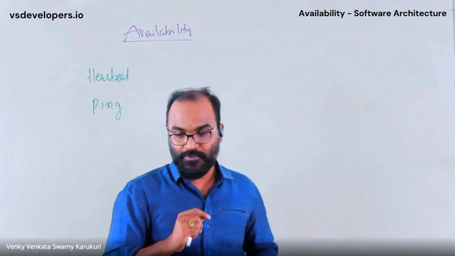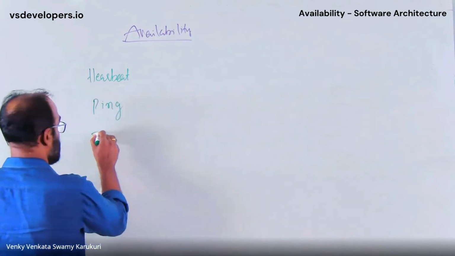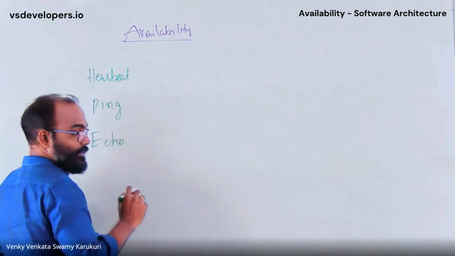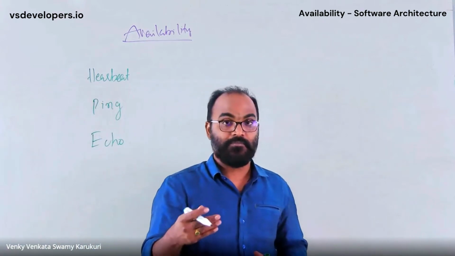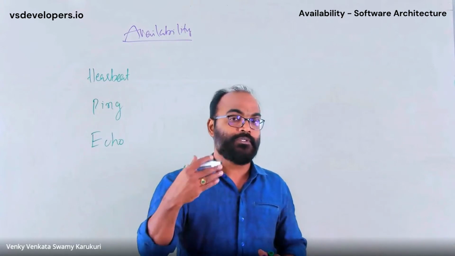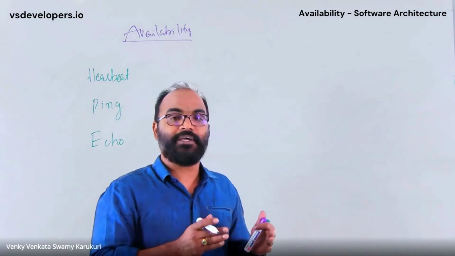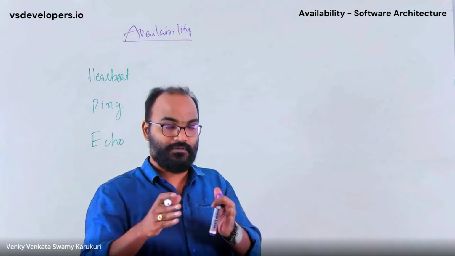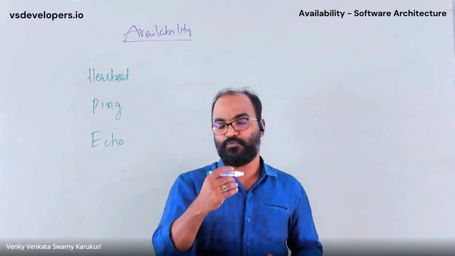And then you talk about echo. Echo is another mechanism. So in echo, you don't go and check the health of the service, but the server itself will echo the status. Periodically, the server is implemented to echo its health. So you would read that health to determine that the system is healthy or faulty. So heartbeat, ping, echo are some of the methods that you would use.